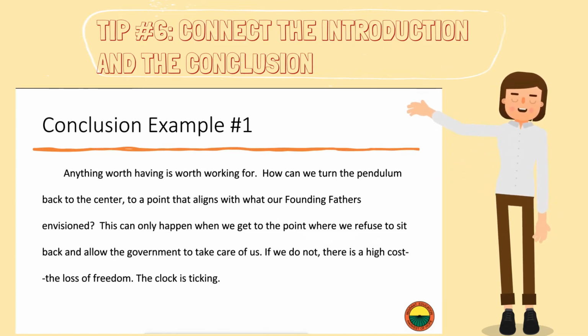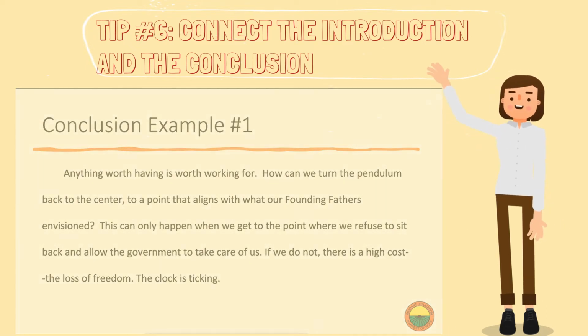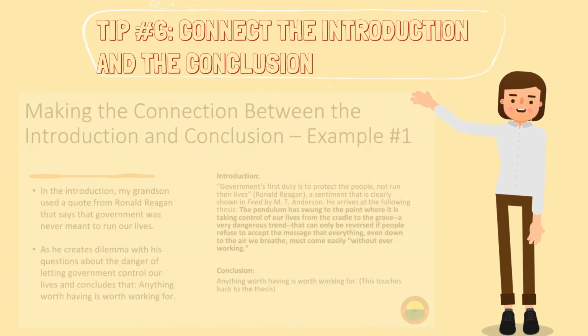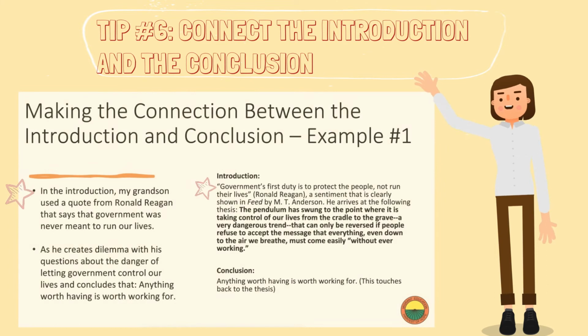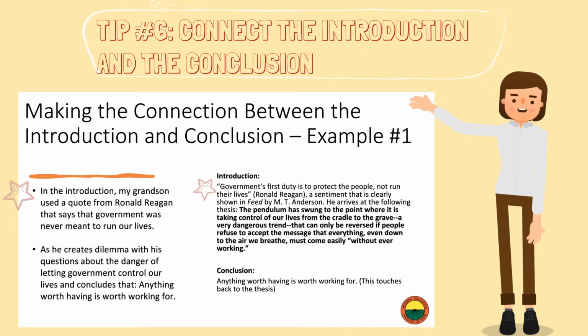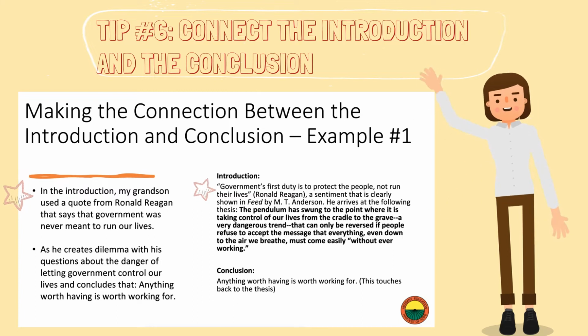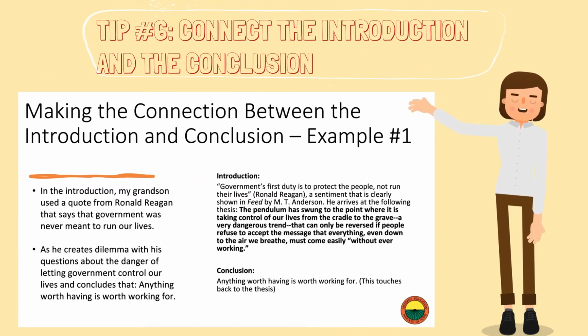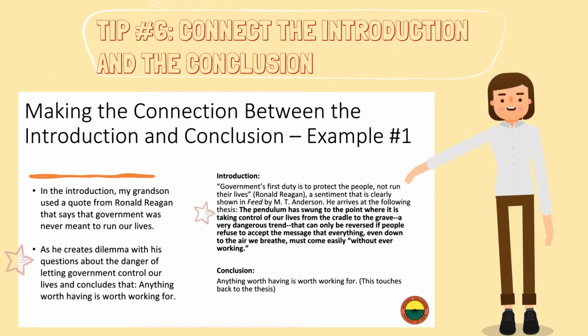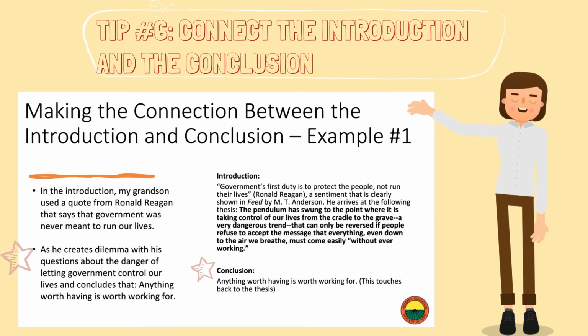How can we turn the pendulum back to the center, to a point that aligns with what our founding fathers envisioned? This can only happen when we get to the point where we refuse to sit back and allow the government to take care of us. If we do not, there is a high cost, the loss of freedom. The clock is ticking. So in the introduction, my grandson used this quote by Ronald Reagan that says that government was never meant to run our lives. And then he creates the dilemma with questions about the danger of letting government control our lives. And he concludes that anything worth working for is worth having.